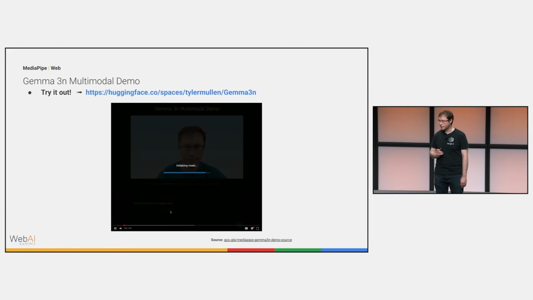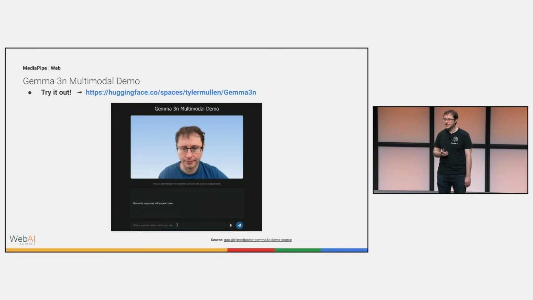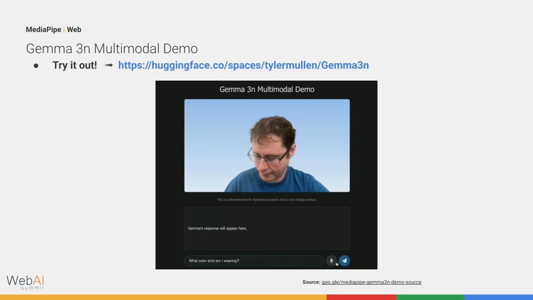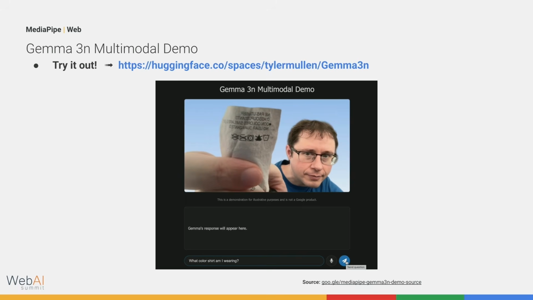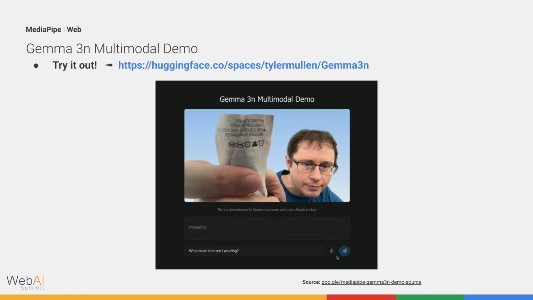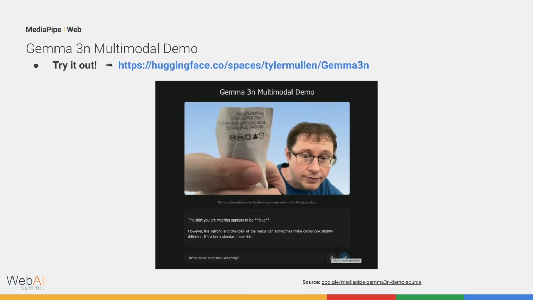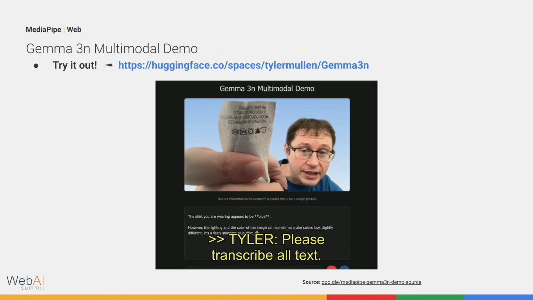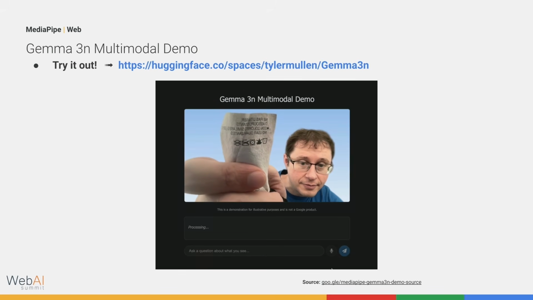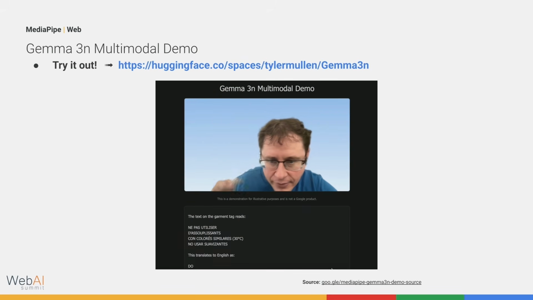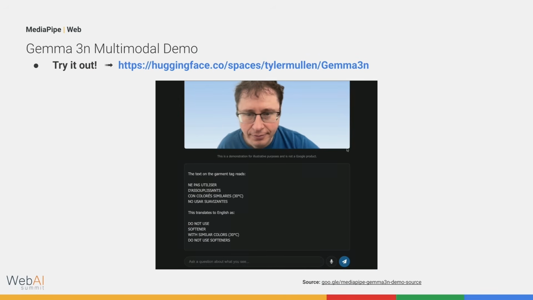And this is our Gemma 3N multimodal demo, where you can use text or your microphone to ask questions about what's in your webcam. So here, for a good test, I try to keep my webcam feed relatively stable, and I first type in a question, asking it what color my shirt is. After that, I use my microphone to give it a tougher one, asking it to transcribe all the text and then translate it to English. And it gets that right too.